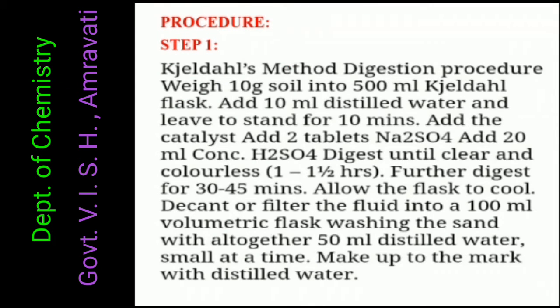Procedure. In this procedure, there are 3 steps. In step 1, there is a digestion procedure. So, weigh 10 gram soil into a 500 ml flask, add 10 ml distilled water and leave to stand for 10 minutes. Add the catalyst, 2 tablets Na2SO4, add 20 ml concentrated sulfuric acid, digest until clear and colorless solution.